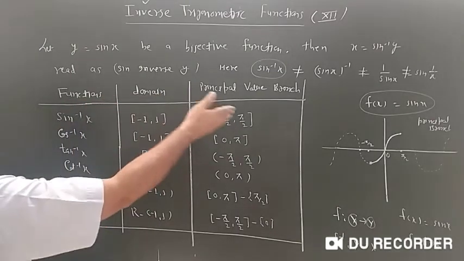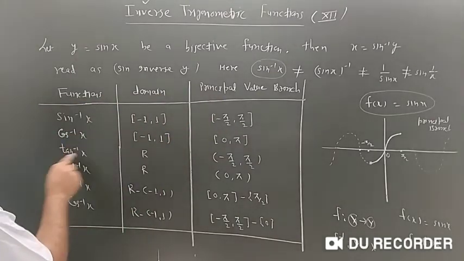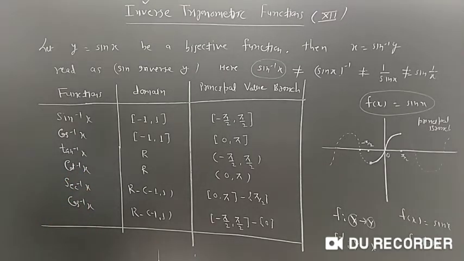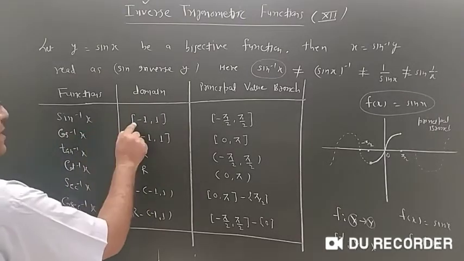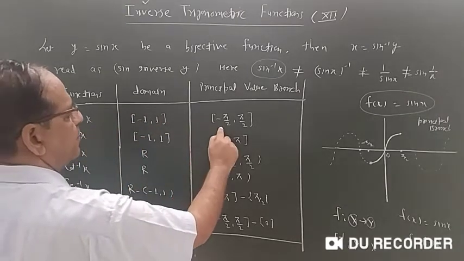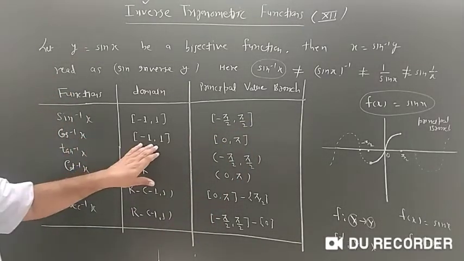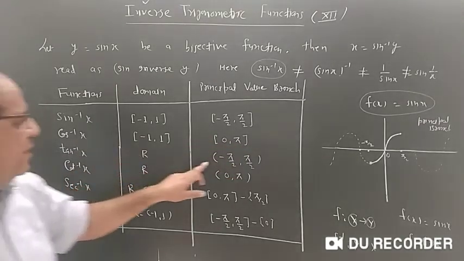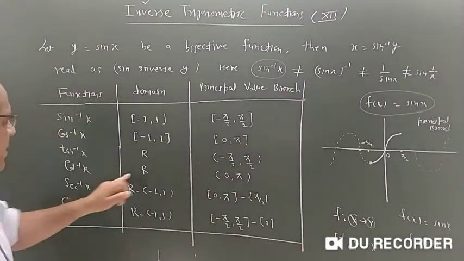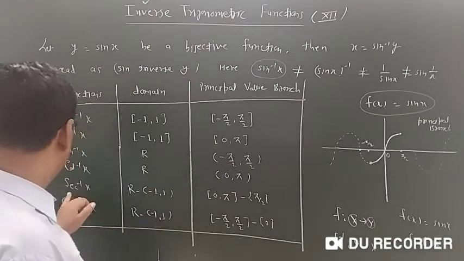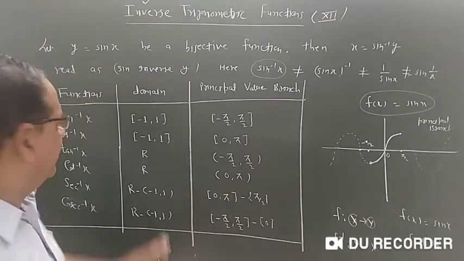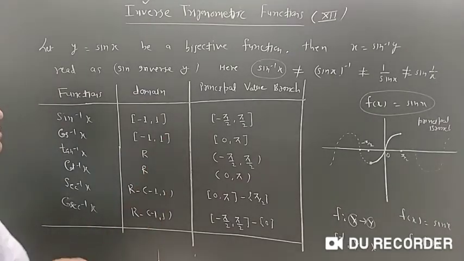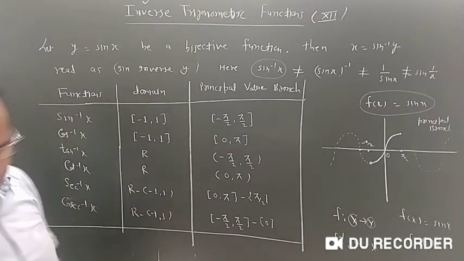So there are these inverse trigonometric functions: sin inverse x, cos inverse x, tan inverse x, cot inverse x, sec inverse x and cosec inverse x. The domain of sin inverse x is minus 1 to 1, principal value branch minus pi by 2 to pi by 2. Similarly for cos inverse x, closed interval minus 1 to 1, principal value branch 0 to pi. Tan inverse x, set of real numbers, open interval minus pi by 2 to pi by 2. Cot inverse x, 0 to pi. Similarly for sec inverse x and cosec inverse x. So these are the domains and principal value branches for the inverse trigonometric functions.